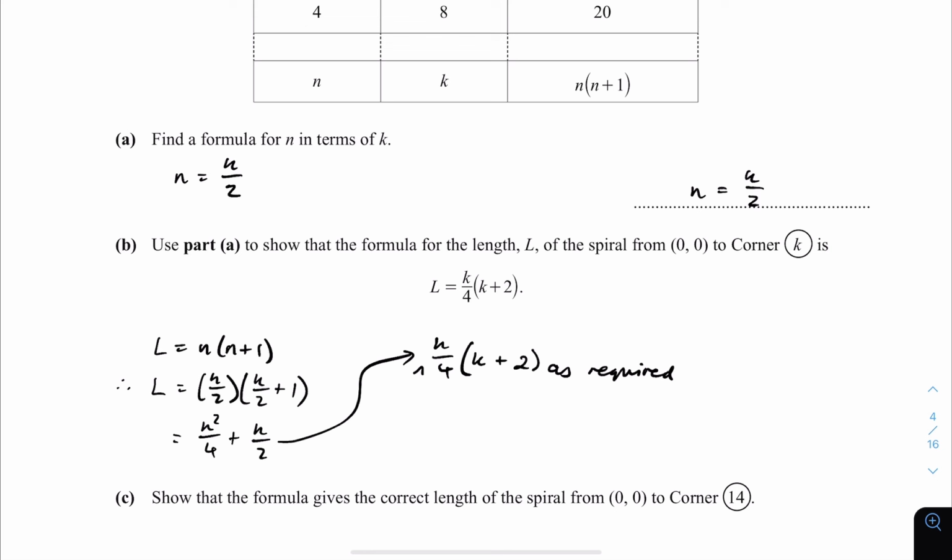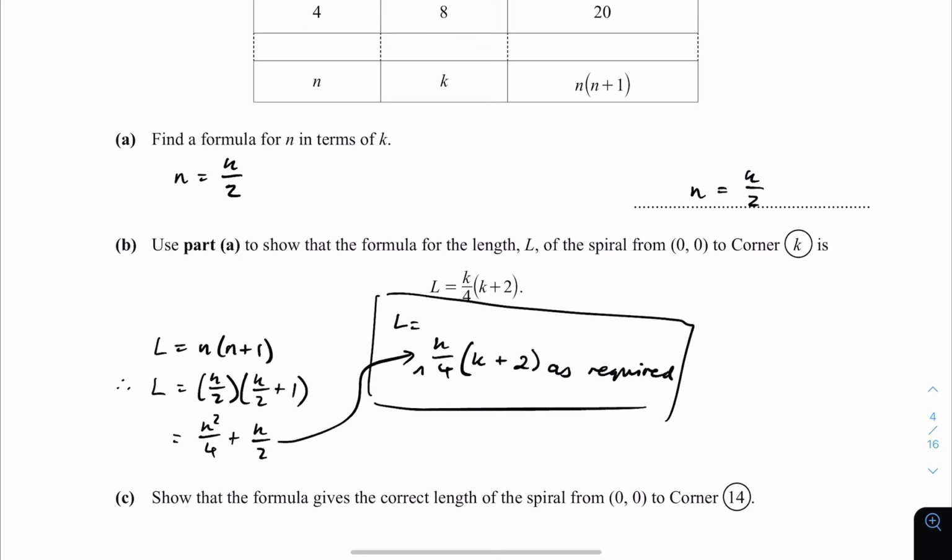Let me just add L is equal to, as required. So you would write this a lot nicer than I have. I've written it quite scrappily, honestly, but you get the idea. This is how you would approach it. You'd use part A, so make sure that you're always referring to the part they're mentioning.